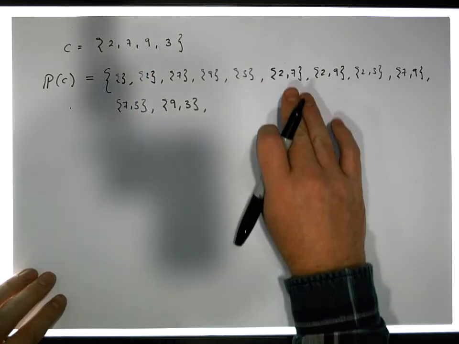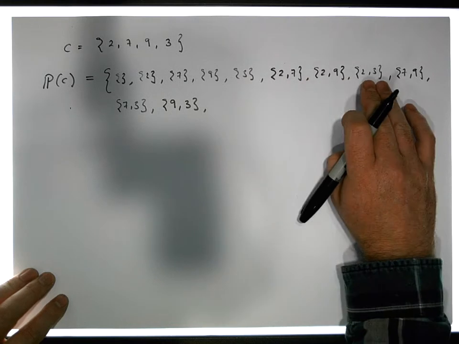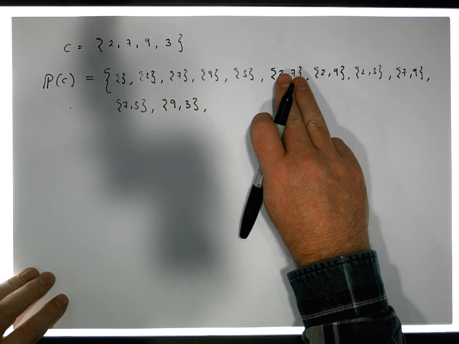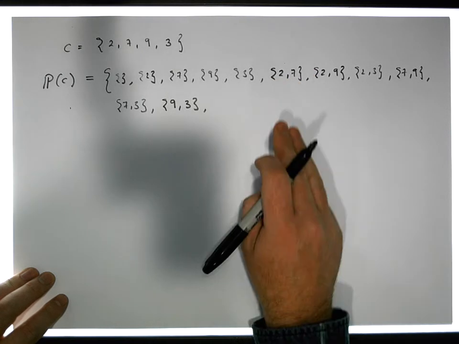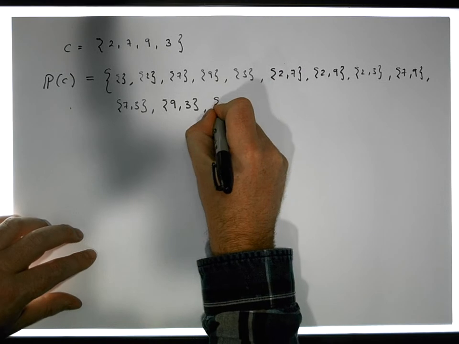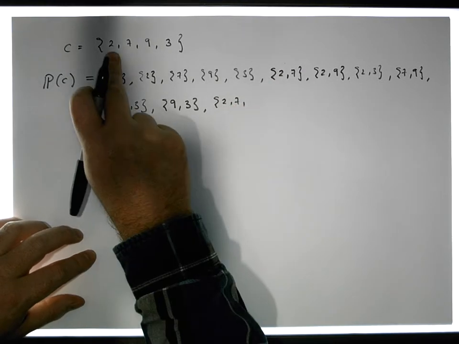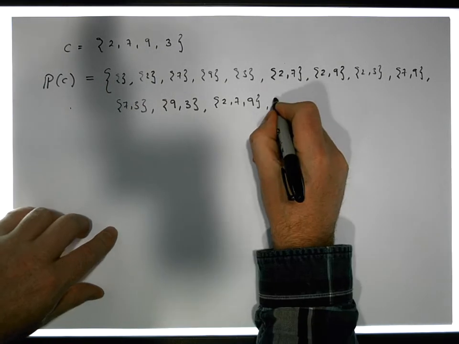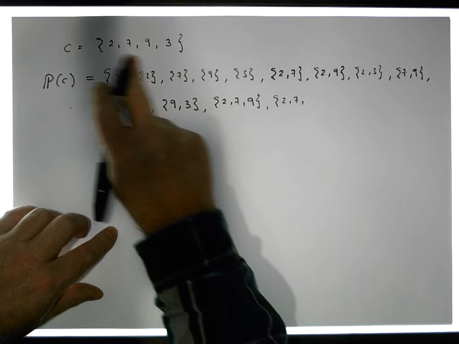So now that we've done all sets of cardinality 2, we now move on to cardinality 3, where we take our first set of cardinality 2 and we start adding in other elements from our set. So we'll take 2, 7 as an example. We take 2, 7 and we add in another element. Let's add in the 9. There's a set of size 3. Let's take 2, 7 again, and this time let's add in the 3.